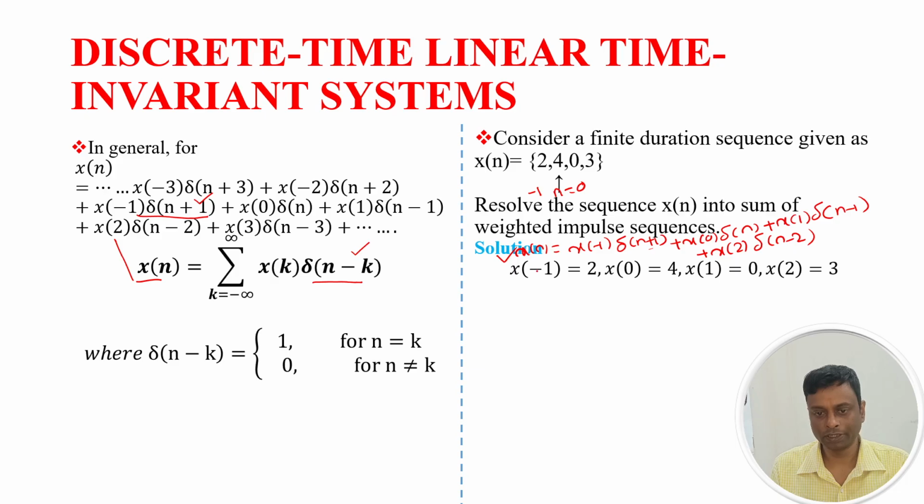You can see x of minus 1 we have 2. Then x of 0 we have 4. X of 1 it is 0. X of 2 it is 3. So this is a 4-point sequence.